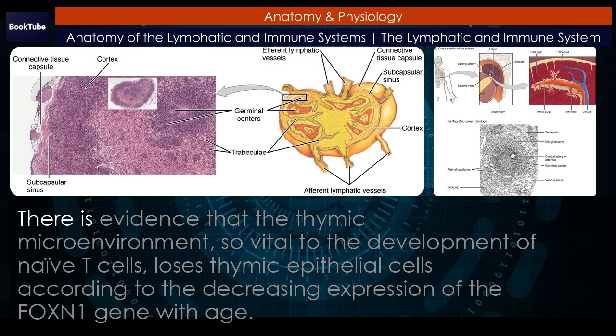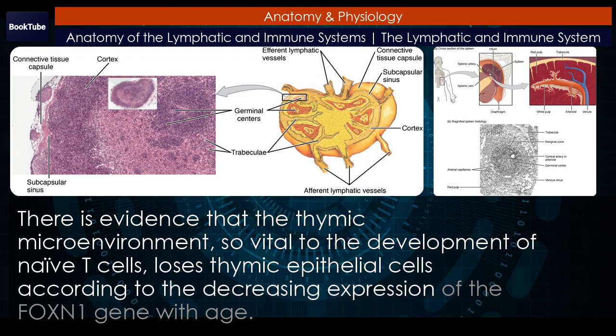There is evidence that the thymic microenvironment, so vital to the development of naive T cells, loses thymic epithelial cells according to the decreasing expression of the FOXN1 gene with age.